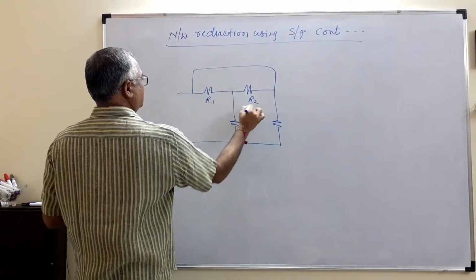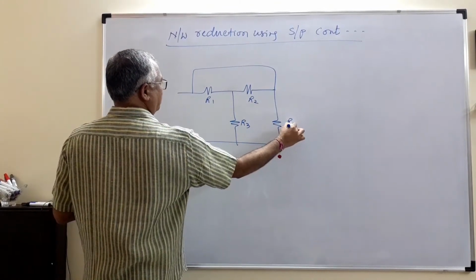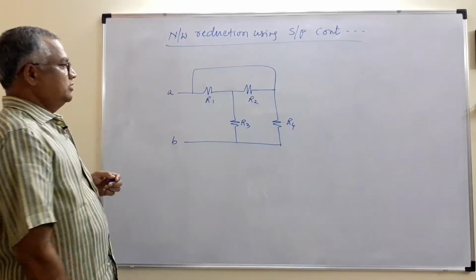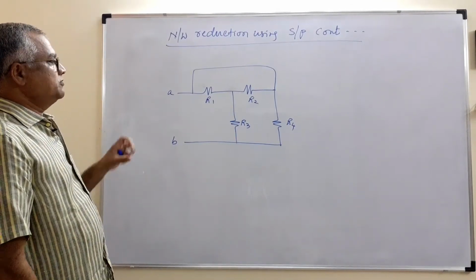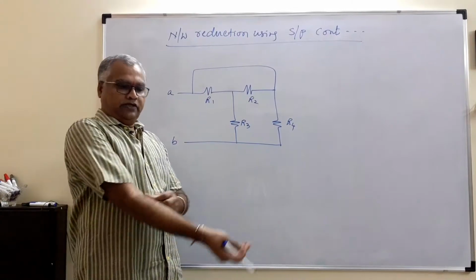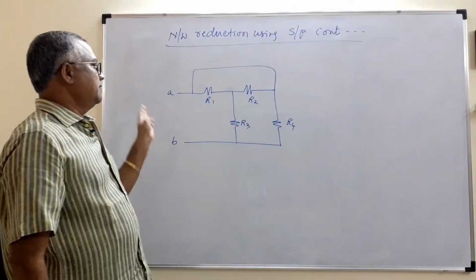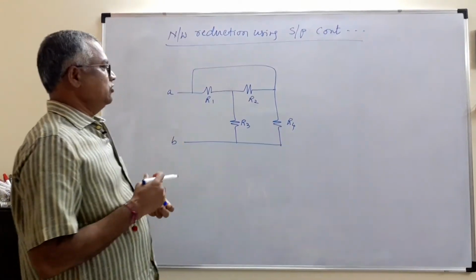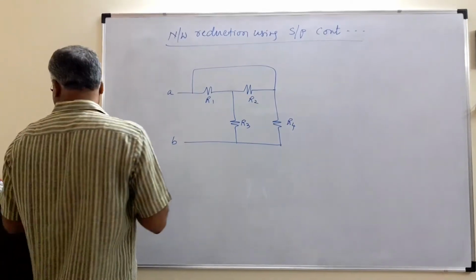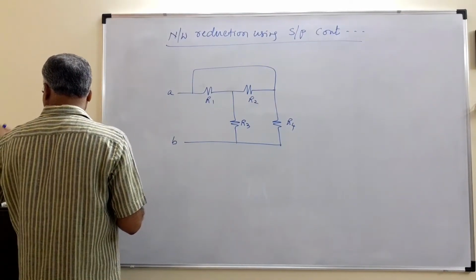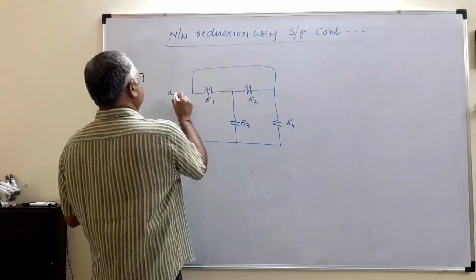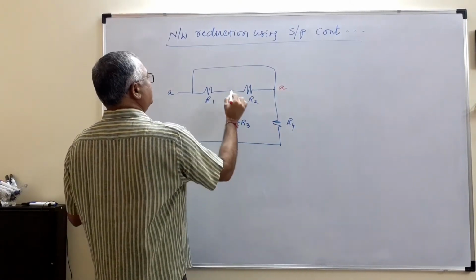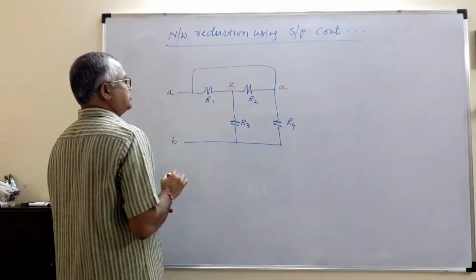So R1, R2, R3, R4. What is RAB? Some problems by inspection we decide whether they are series or parallel, but some problems, even if you observe carefully, it takes more time to understand how they are connected. So in that case, the best option is, as I told earlier, if this point is A, this is also A. This is anyway B, and this other point, let us say X.